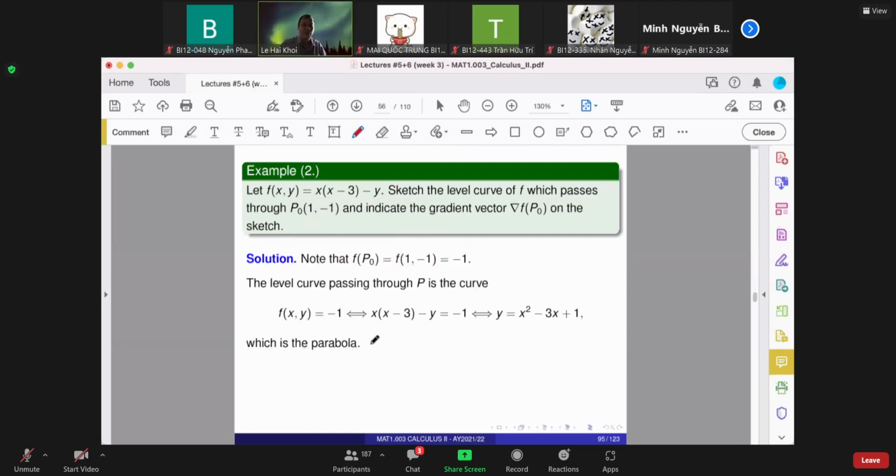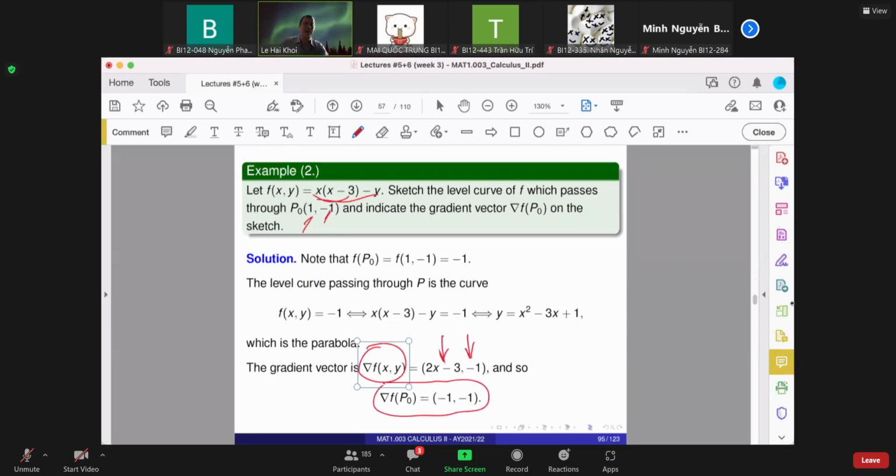So you do f(x, y) = k, which is negative 1, means that you have y = x² - 3x + 1. It is a parabola. Okay? So, and you have to find the gradient vector at that point. Then, gradient vector is formed by fx, derivative of this with respect to x is 2x - 3, and fy, derivative of this with respect to y is negative 1. Then substitute x equal to 1, y equal to negative 1, you can get the gradient vector. Gradient vector is (-1, -1).